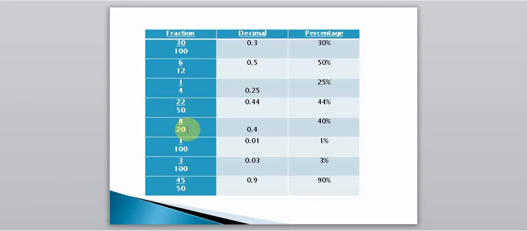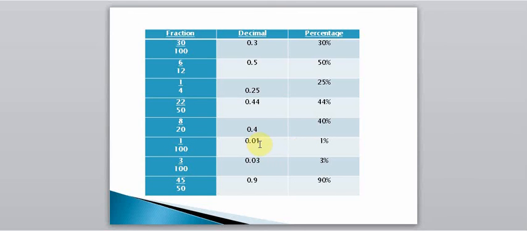This one has a 20 on the bottom, which isn't very helpful. So if we times it by 5, we're going to have 100 on the bottom. Times that by 5 to match, and you've got 40 out of 100, 40%. Or you may have done it by halving. Halve it to 10, halve the top to match, 4 out of 10. This one's nice. It's already out of 100, so that's 1%.